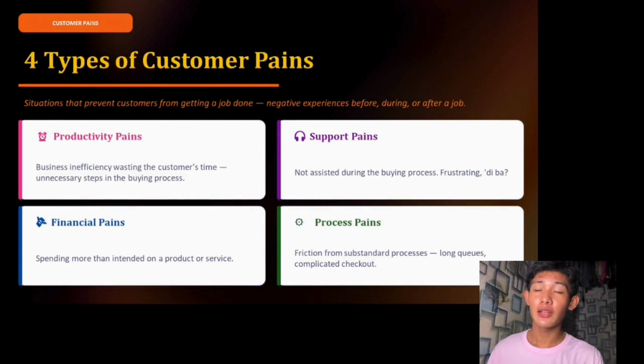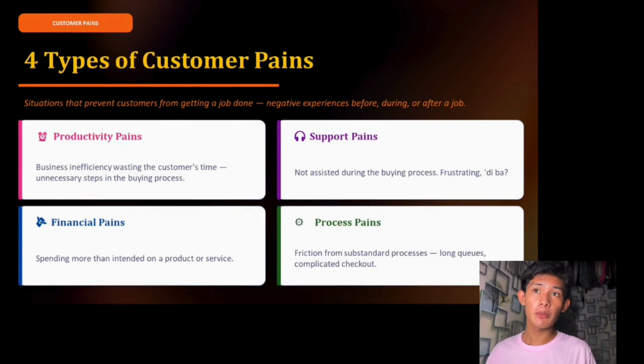So, next sa financial pains. Sa financial pains lang po, tatandaan lang po natin na ito po yung nag-i-involve ng money. So, ito po yung when the customer ends up spending more than he intended on a product or a business, or meron pong hidden subscription fees at checkouts, high maintenance fees, or lack of transparency in pricing.